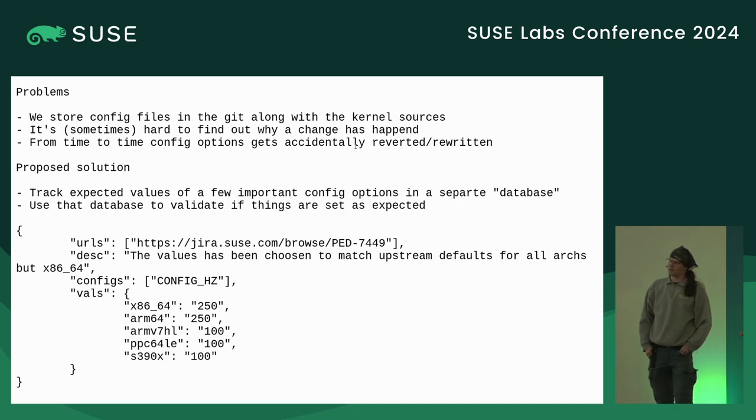Basically, there are multiple dimensions to the data. We have to consider different settings for different architectures and also for different distributions. I would like to discuss with you whether something like that would be useful, and how and where the data should be stored. So that's my introduction, and I would really like to start the discussion with you.